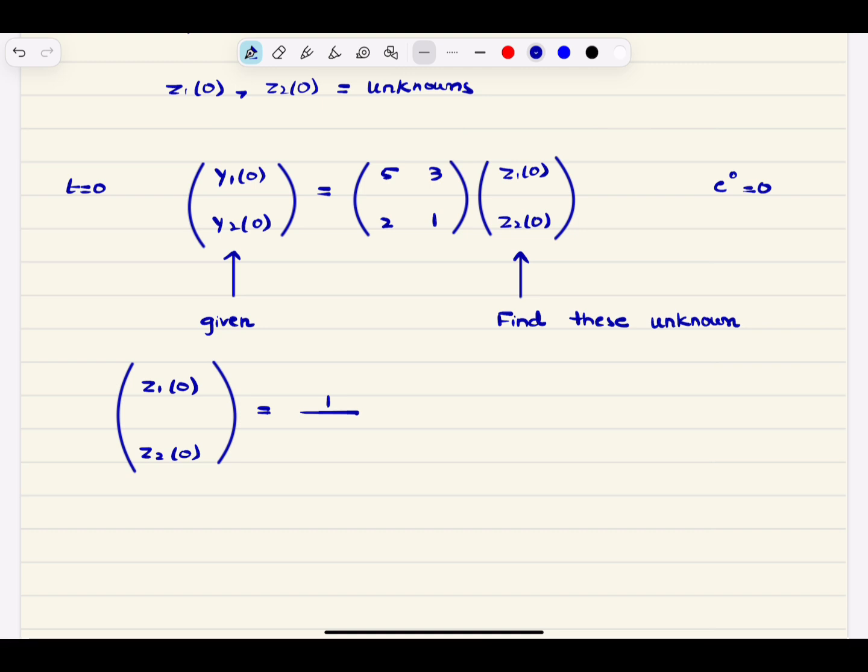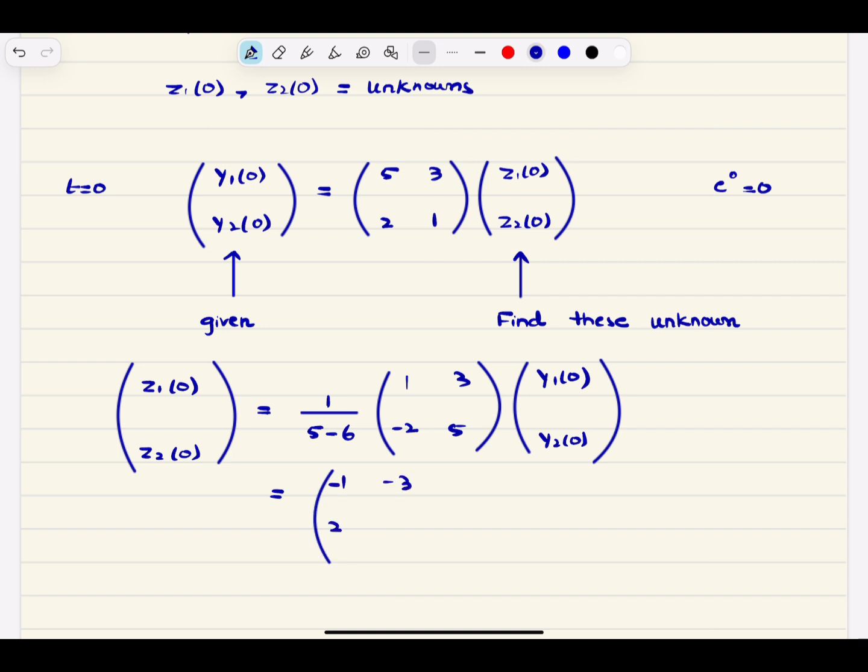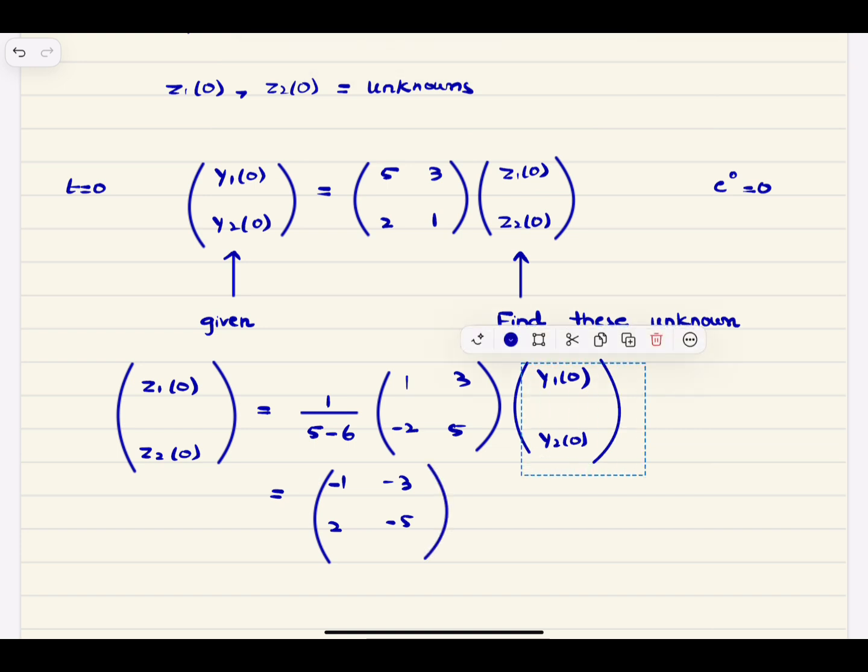The inverse is going to be 5, minus 6, 1, 5, minus 2, 3, and I have to multiply it by the initial conditions which could be given in the question. So therefore the answer would be 1, minus 1, minus 3, 2, minus 5 multiplied by these initial conditions, and therefore you'll find your unknowns.